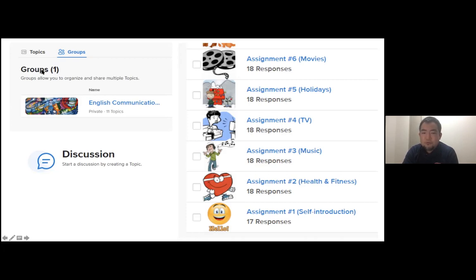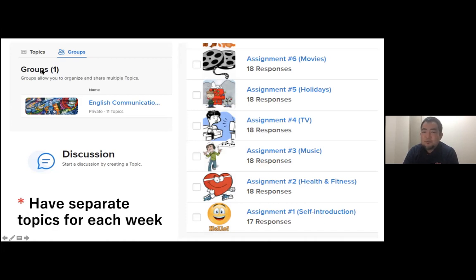And then each week I gave them a different discussion topic, depending on their textbook. When you create the topics, I would suggest that you have separate topics for each week. At first, I didn't do this and had multiple responses, and it got kind of crazy to try and manage. So splitting up the topics each week is easier for you to manage and also easier for the students to communicate with each other.